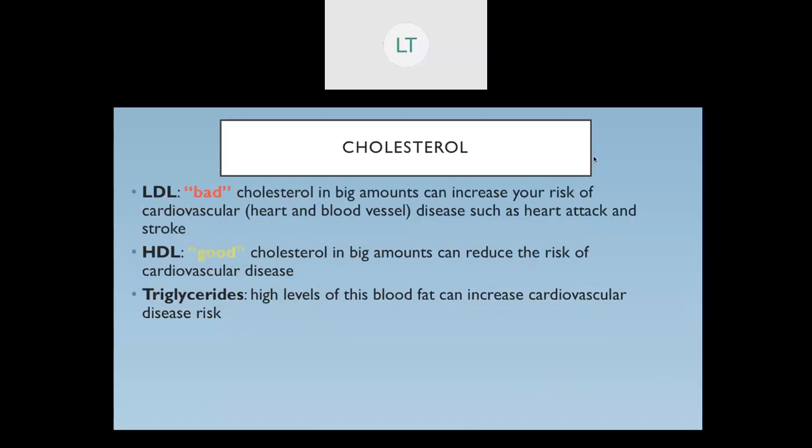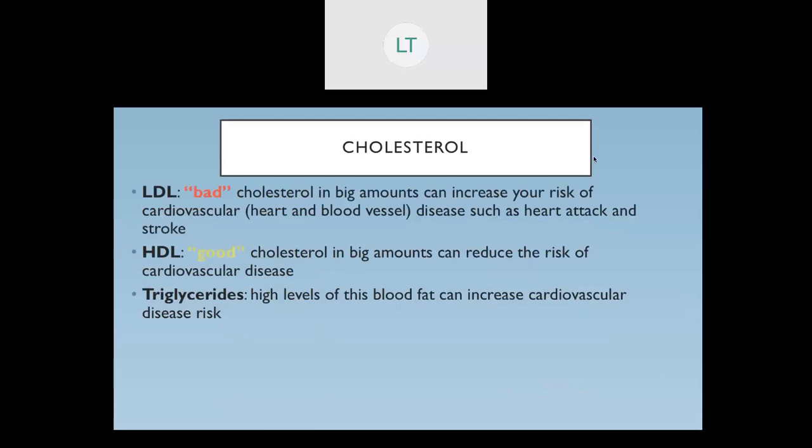So the next thing that we also look at regularly, we usually check this at least once a year, is your cholesterol levels. The cholesterol is broken down into different parts. There's the LDL, which is the bad cholesterol. That's going to be the cholesterol that's going to kind of stick to the inside of your blood vessels and can cause clogs and does increase your risk of heart attack and stroke.